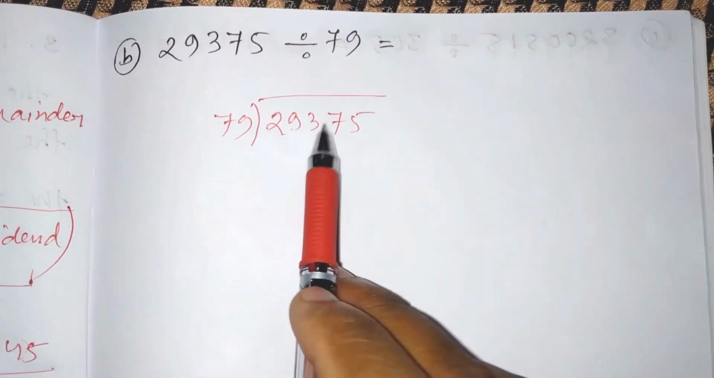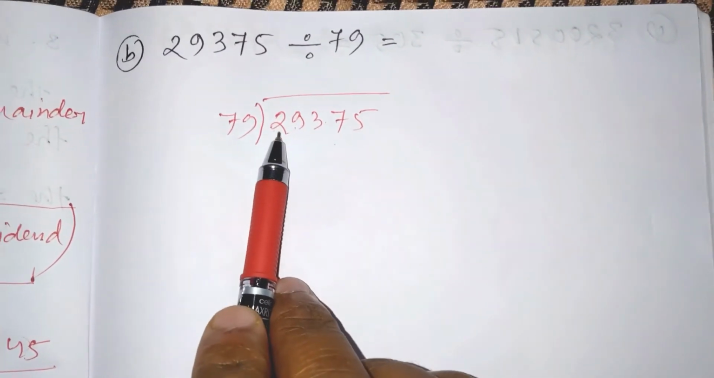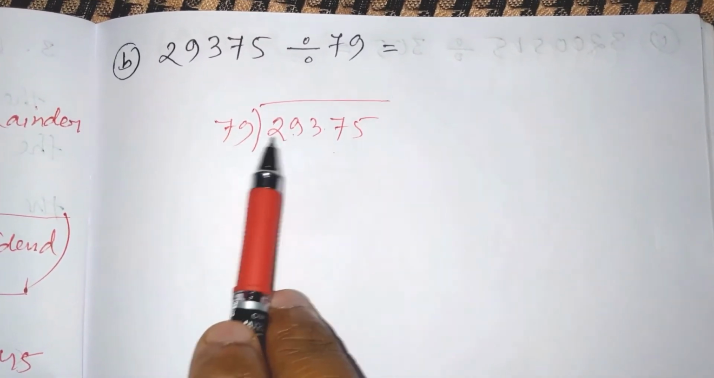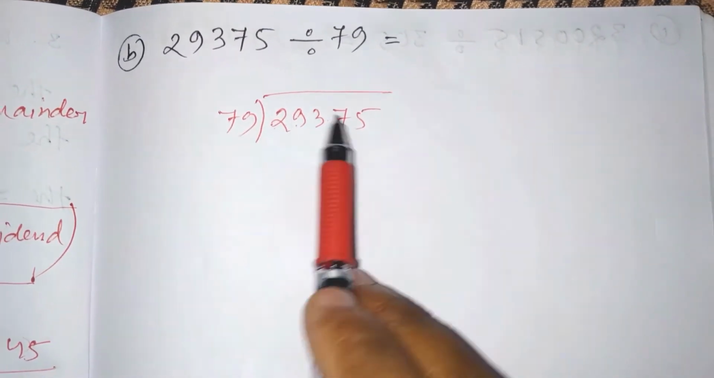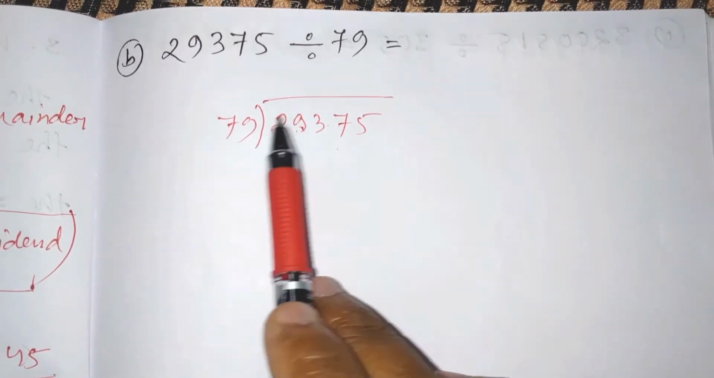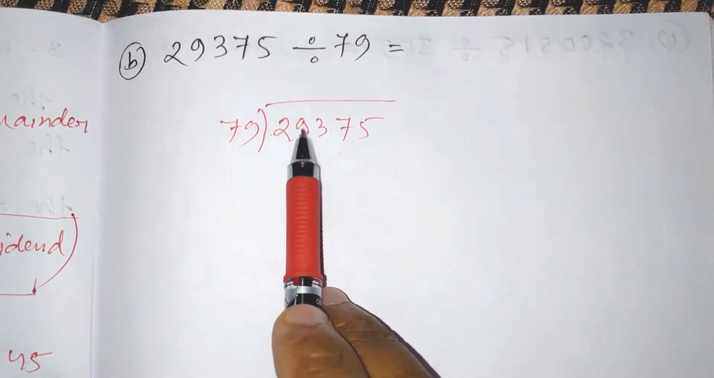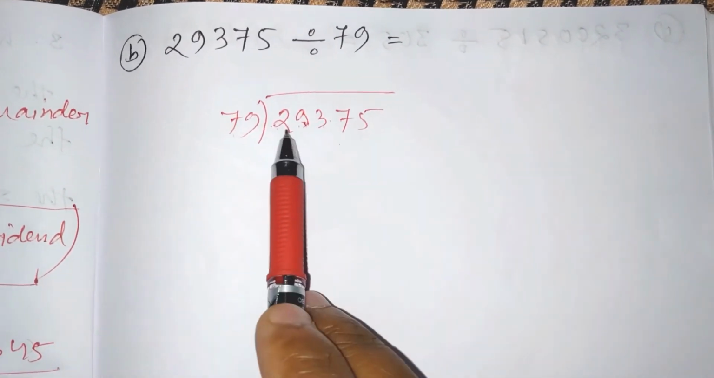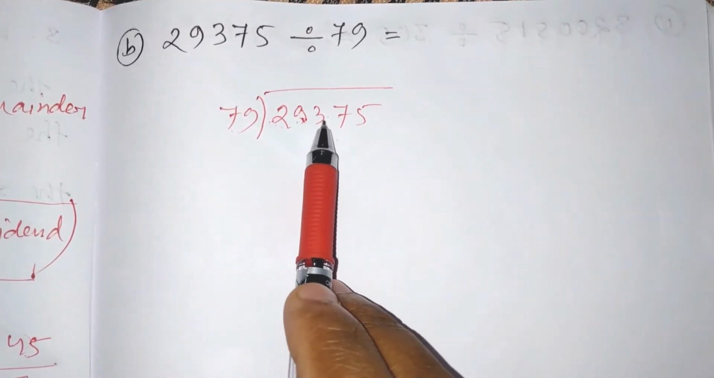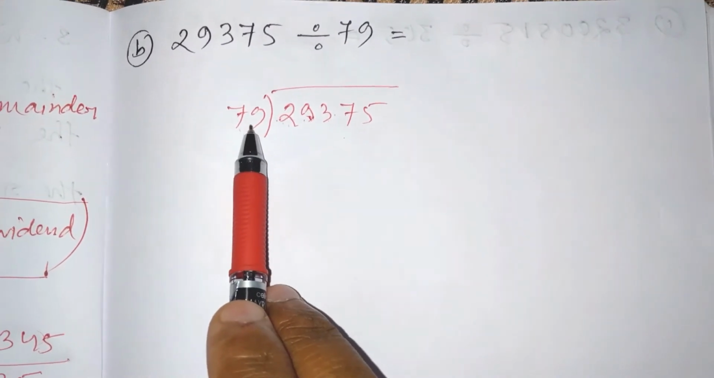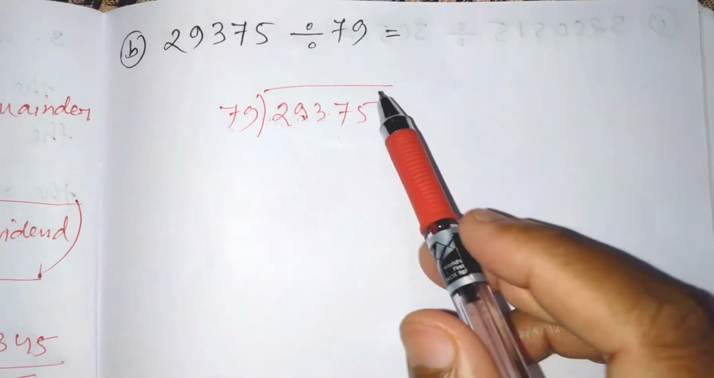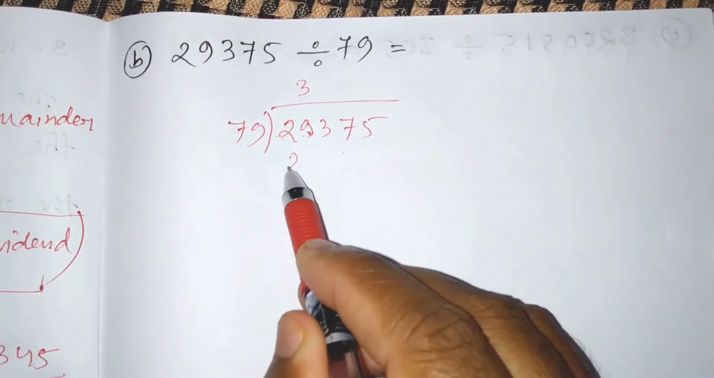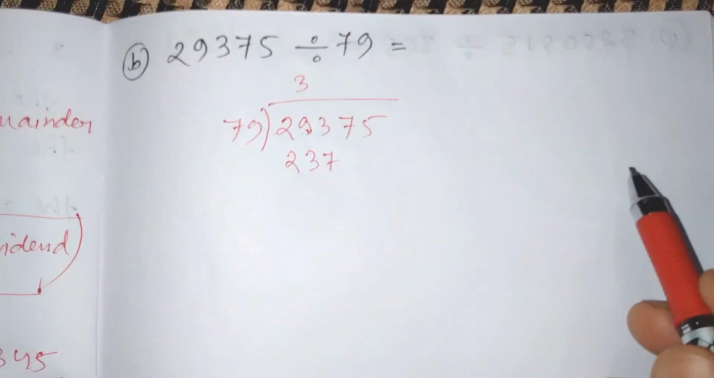Here this 29375 is the dividend and 79 is the divisor. Firstly you have 2 here, so you cannot find any 2 in 79's table. So you just add 9, it is 29. Till now it is not found. Next you will add 3, so here you have 293. 293 is greater than 79. So firstly you need to multiply this 79 with 3, then you will get 237.